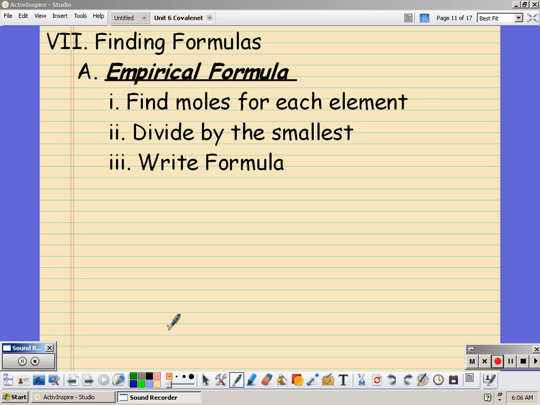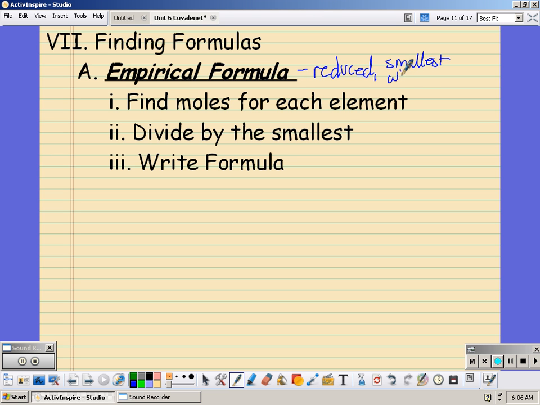An empirical formula is a formula that has been reduced, so it shows the smallest whole number ratio. And we can find the empirical formula for an unknown substance by taking the amount of each element in the formula, finding the moles of each element, dividing it by the smallest number of moles, and then getting the subscript. So we're using moles to find the ratio between the elements involved.